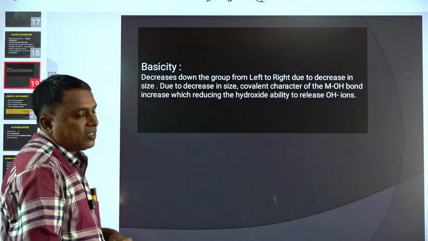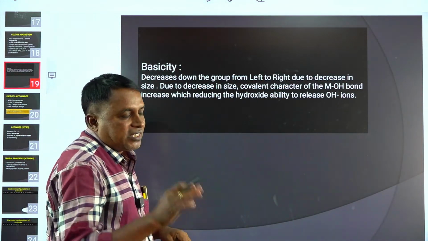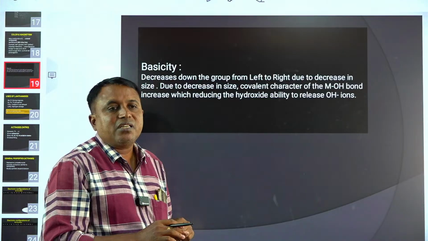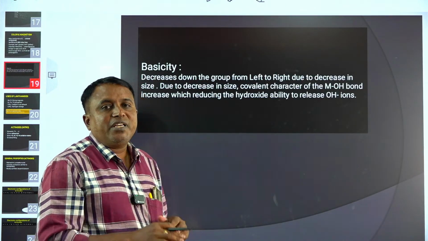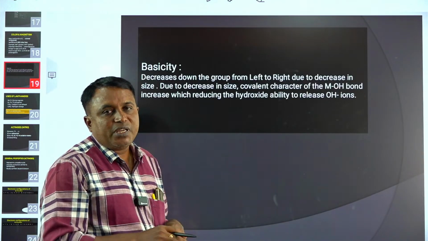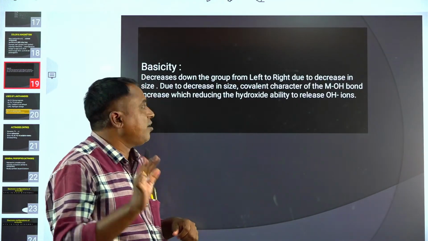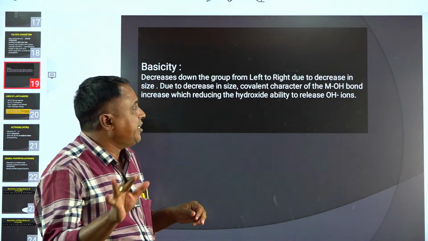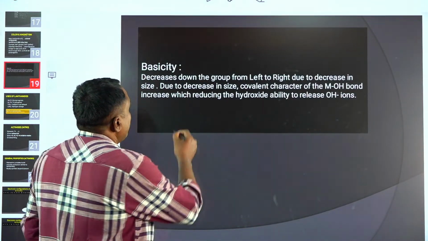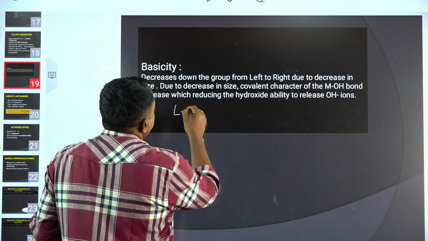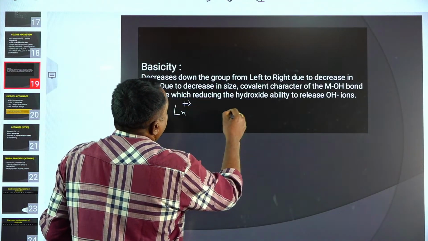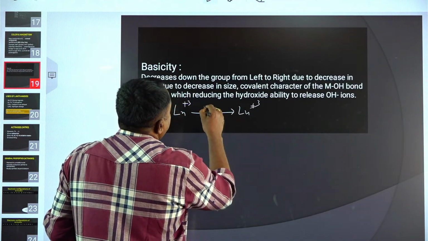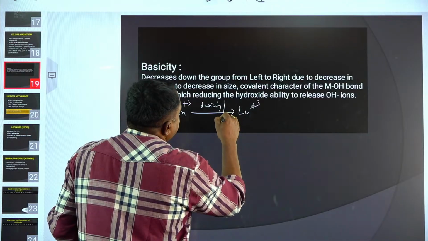So after this, this is the basicity. In the first inner transition series, the lanthanides, and also in the second inner transition series, the actinides, they will exhibit basic property, forming basic hydroxides. That basicity is decreasing from left to right. For example, from lanthanum plus 3 to lutetium plus 3, basicity generally decreases.